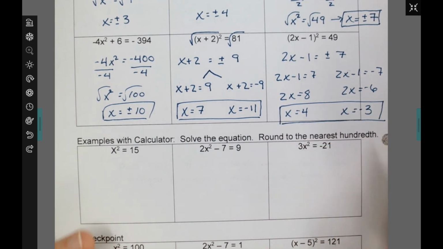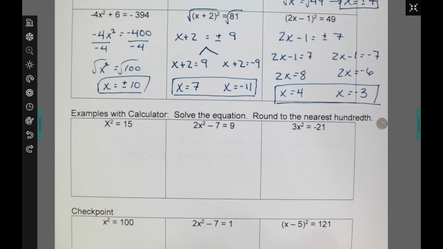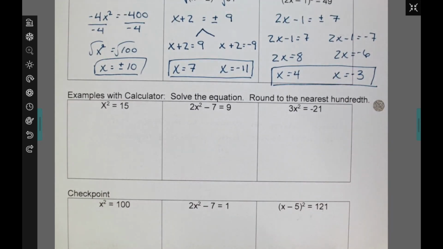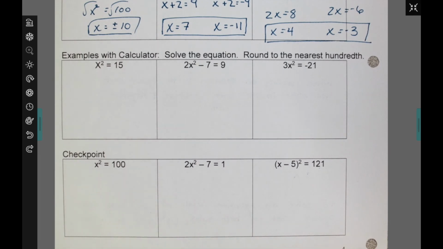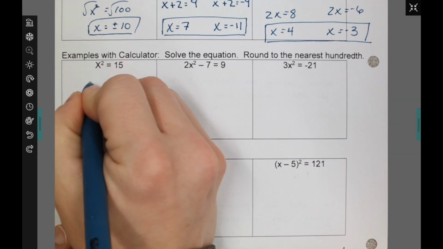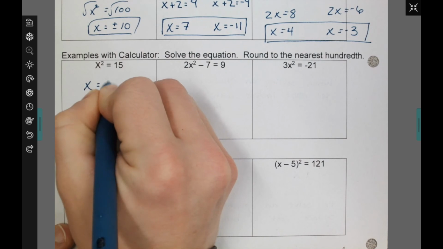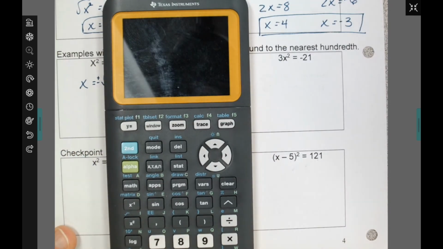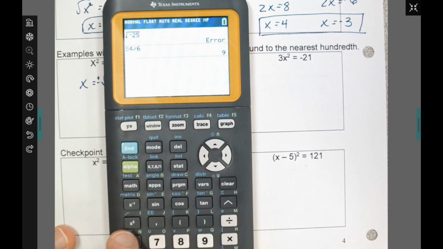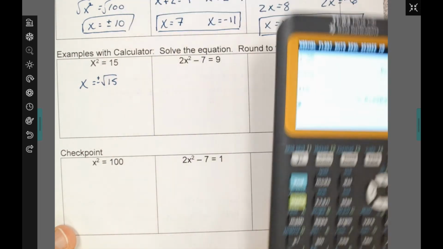Okay, so those are all perfect, and in theory, those are ones you should be able to do in your head. They're not always going to work out perfectly, though, so that's where a calculator would come into play. So these next 3, using a calculator, you're just typing it in. So we have x equals the square root of 15, plus or minus, actually. Just type it in your calculator. The square root is above the x squared, so second x squared, type in 15. We get this long decimal here.